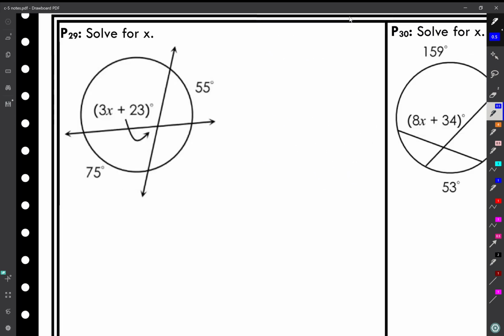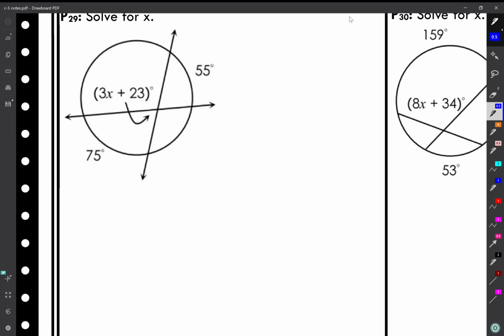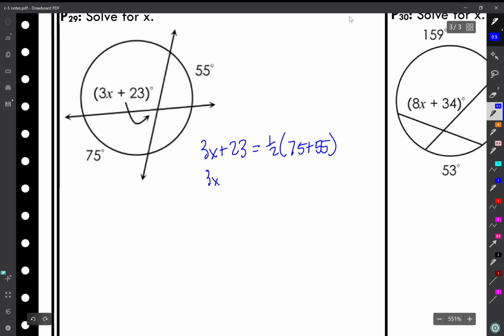So it says solve for X, which is the angle right here. We know this is two things intersecting inside the circle. So this angle will be equal to half of the sum of those two arcs. So we can set this up as following. 3x plus 23 is equal to 1/2 of 75 plus 55. Put that in my calculator. 75 plus 55 divided by 2 gives me 65 degrees.